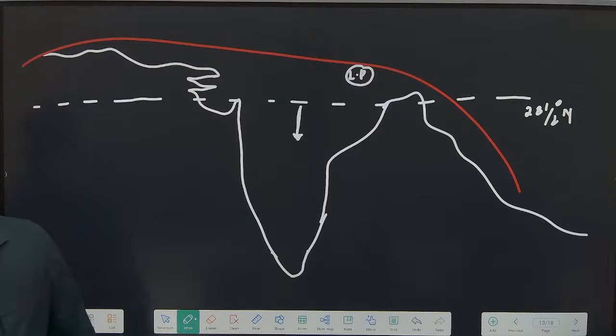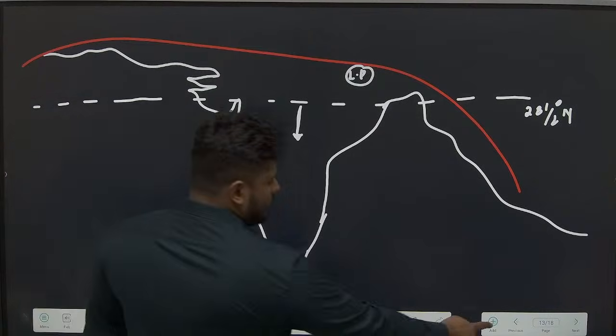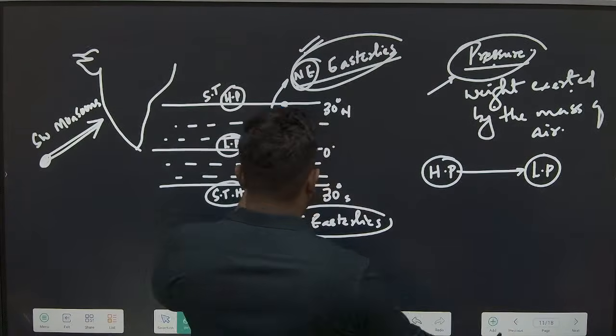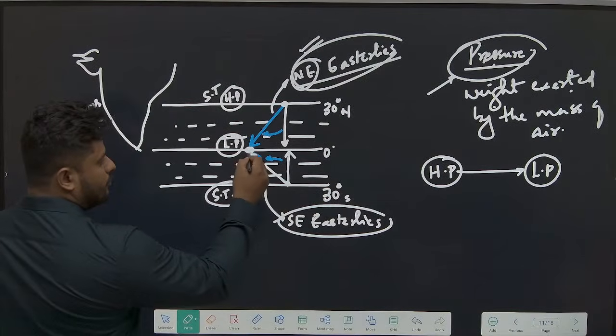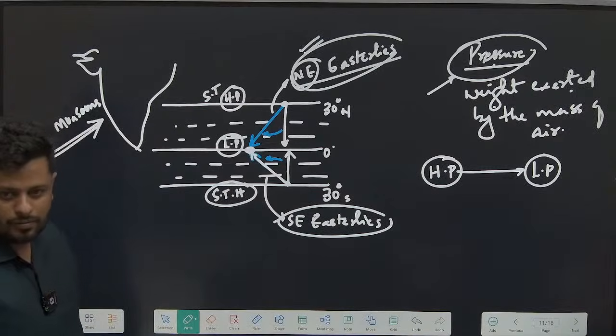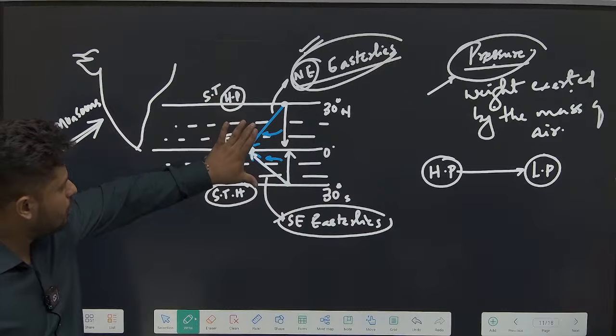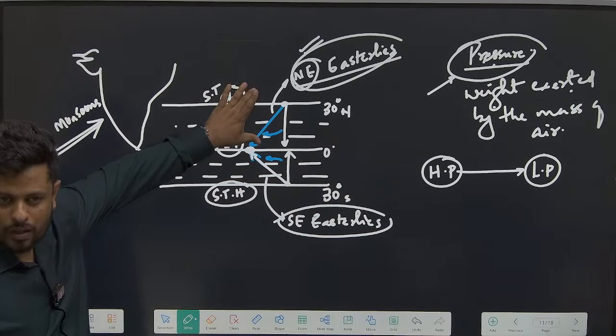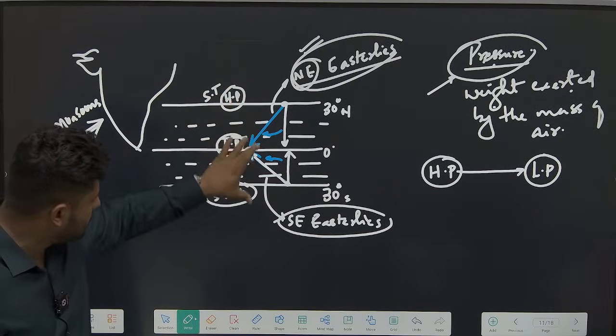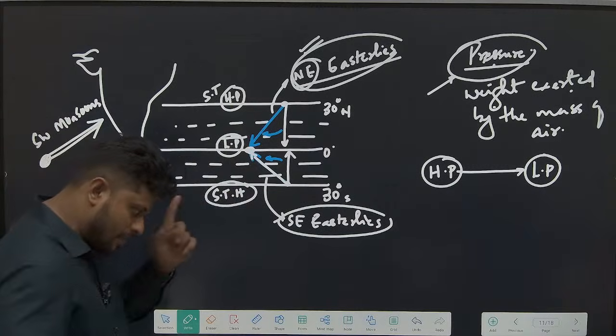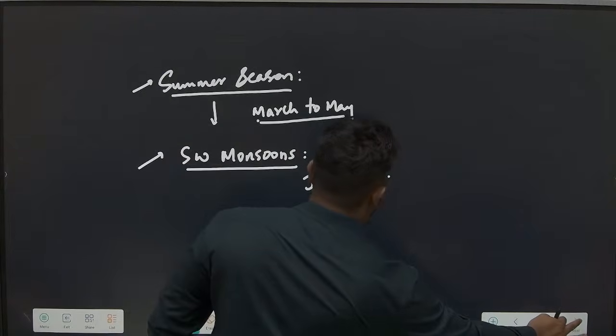Is the idea clear? This is the point where two winds, the one that I have discussed over here, meet. Will this meeting point change? Yes. If the thermal equator shifts to the north, this whole set will move to the north. If it shifts to the south, the entire set is going to shift to the south, isn't it? Please apply that. This is happening over here.